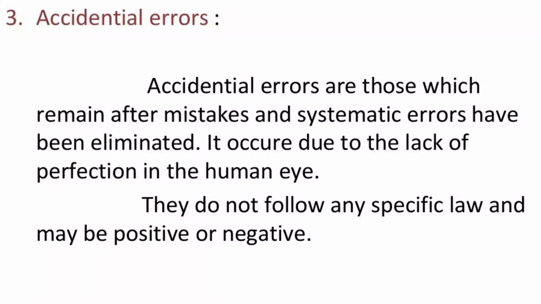Then the last one is accidental errors. Accidental errors are those which remain after mistakes and systematic errors have been eliminated, and are caused by a combination of reasons beyond the ability of the observer to control. They tend sometimes in one direction and sometimes in the other. That is, they are equally likely to make the apparent result too large or too small. They don't follow any specific law and may be positive or negative.